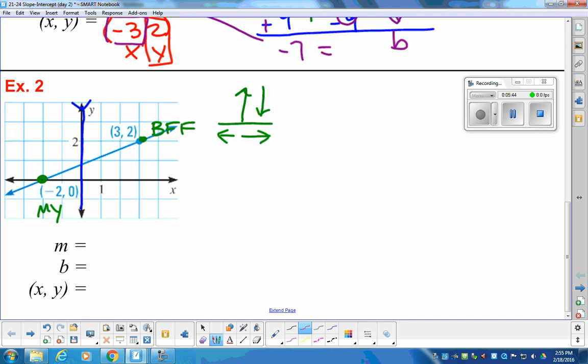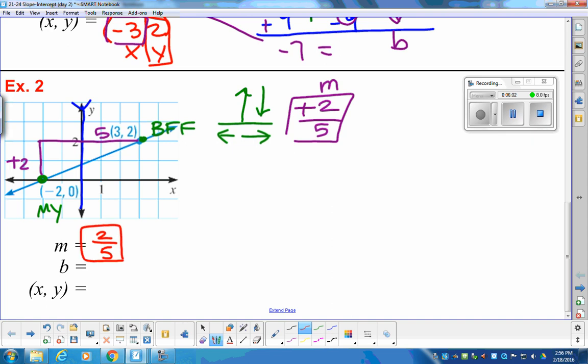So we're going to rise 1, 2. We're going to run 1, 2, 3, 4, 5. We're going to rise 2, run 5. So there's my slope, 2/5. So my slope then is 2/5. I need the m and I need a b to write the equation. The b is unknown because it hits right here, which is a really hard point to tell. So we're going to leave it an empty box right now.